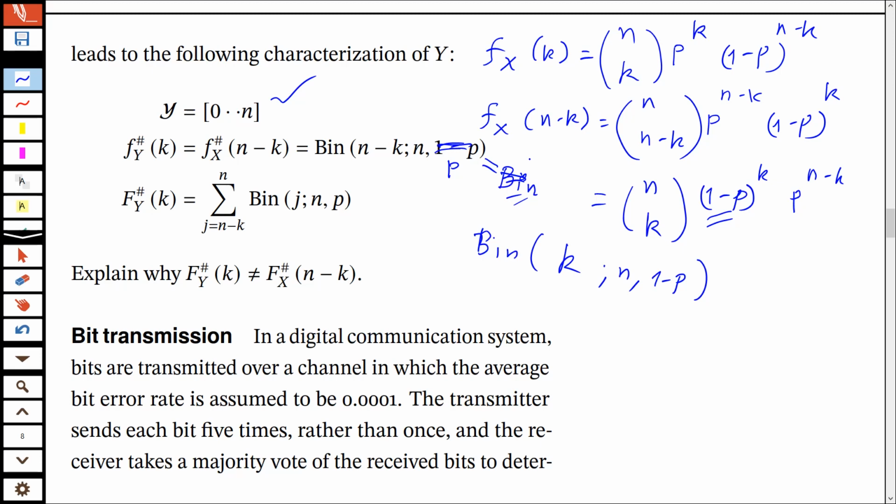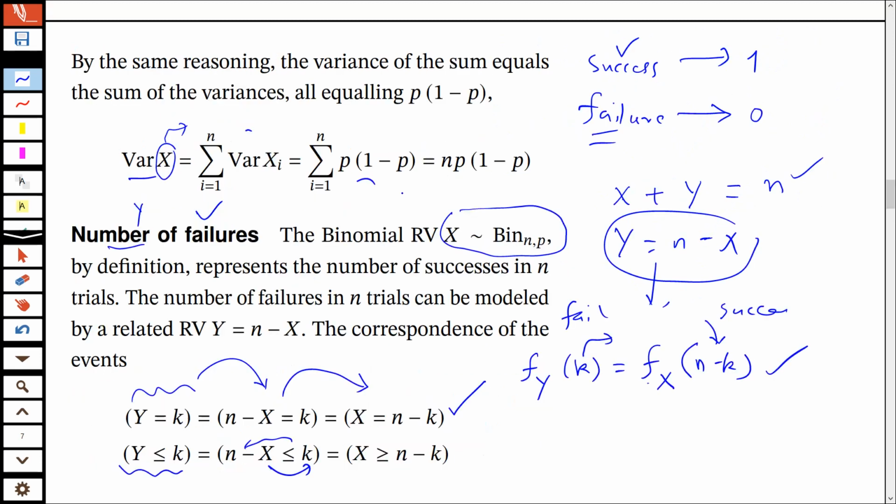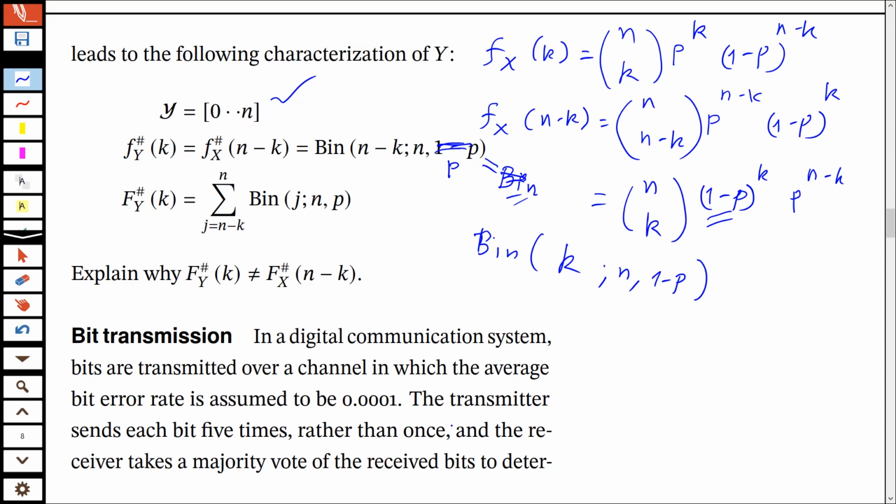And because of that less than or equal to, let me go back, this less than or equal to, because this equal didn't change, it is still an equal sign. So that was simple. We just replaced k with n minus k. But this less than or equal to was replaced by greater than or equal to. So I cannot say that the CDF of y will be equal to the CDF of x. This substitution alone is not enough.